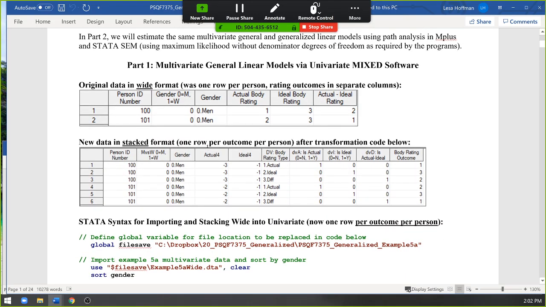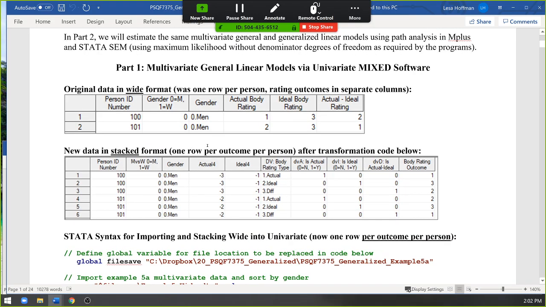So just to review, this will tie pretty closely to your homework, although there's only two variables that you'll be working with. The original format is right here, where it's one row per person. So all of their separate outcome variables are stored in separate columns. The objective is to get to a data structure that looks like this, where it's one row per outcome per person.